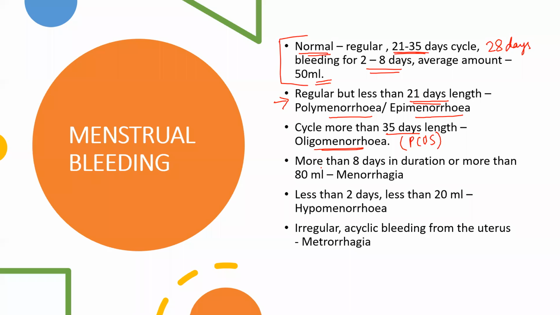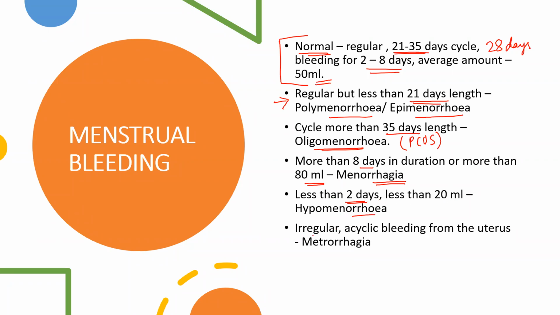Next one, if menstruation lasts more than 8 days in duration or more than 80 ml, that is called menorrhagia. Remember menorrhagia, more than 8 days in duration or more than 80 ml. But if it occurs for less than 2 days or less than 20 ml, that is called hypomenorrhea. Once again, more than 8 days or more than 80 ml is menorrhagia, and less than 2 days or less than 20 ml is hypomenorrhea.